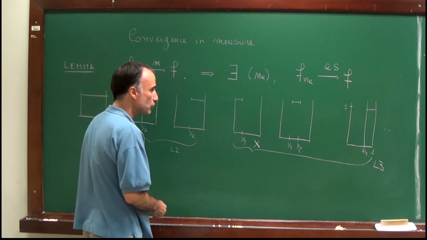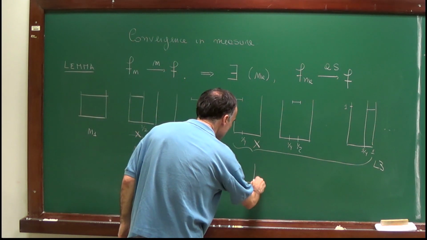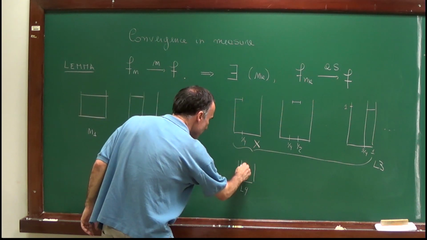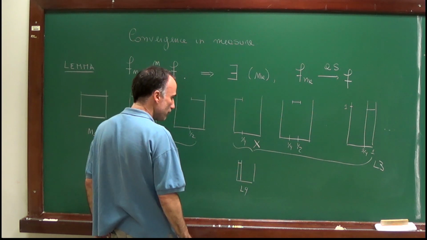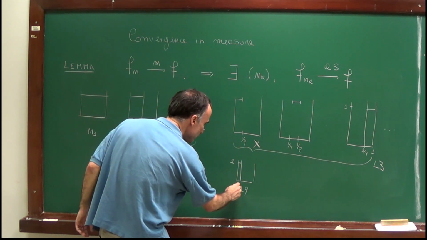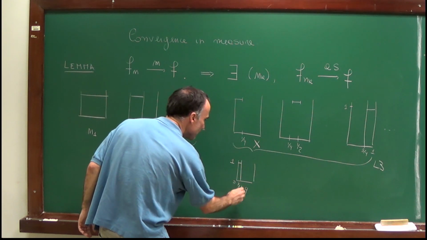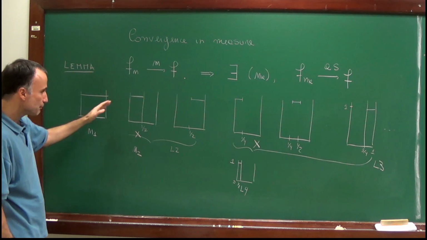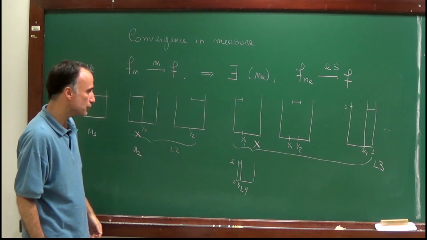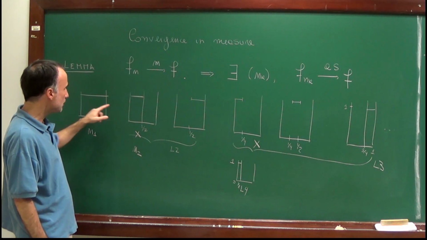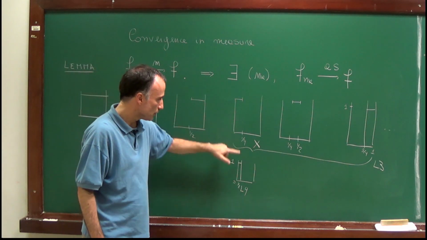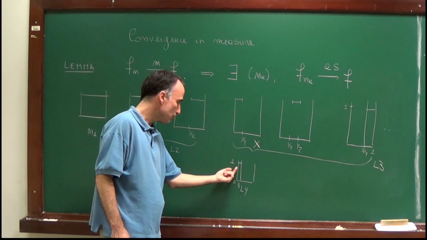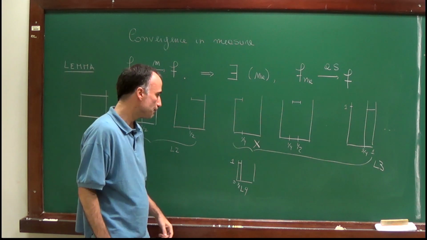So let me write what will be the first function at level 4. The first function at level 4 will be the one which is equal to 1 in the interval 0, 1/8, and so on. So you see that this subsequence which I'm constructing is indeed converging to 0 actually for all points but point 0, right?